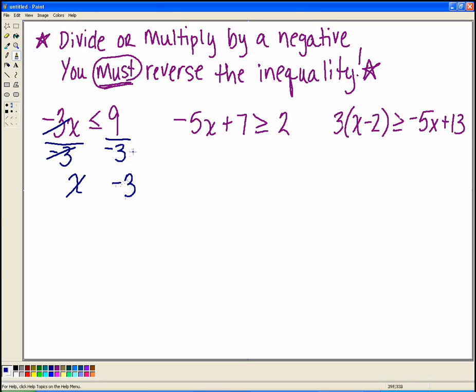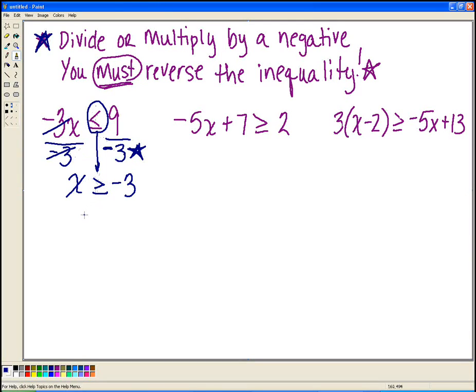But now this is what I'm talking about, okay? When I divided by a negative number, negative is the key here, I have to reverse this sign here, okay? So instead of it being less than or equal to, it now becomes greater than or equal to. All right, we do not do this when we multiply and divide by a positive number, only when we multiply and divide by a negative number. Okay, divide by a negative number, reverse the sign.